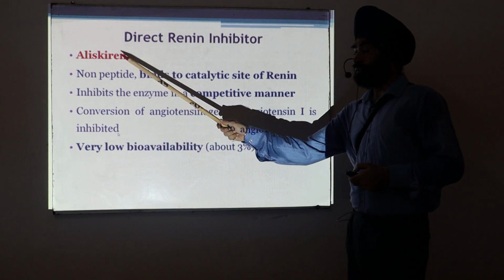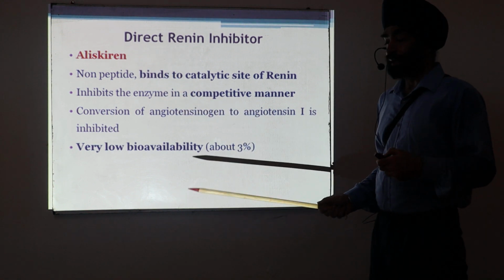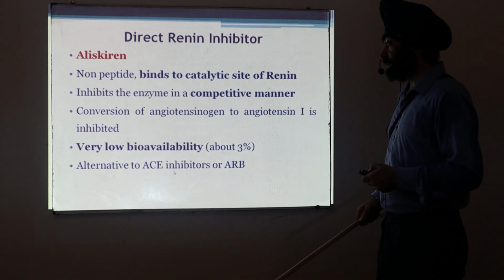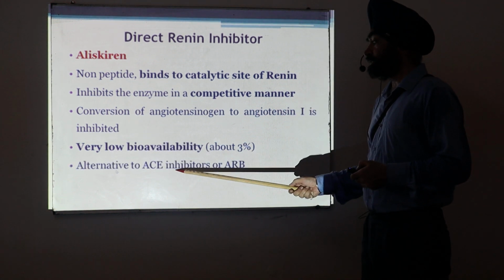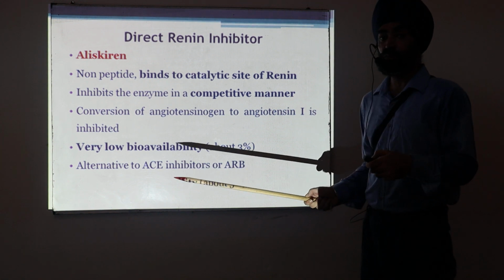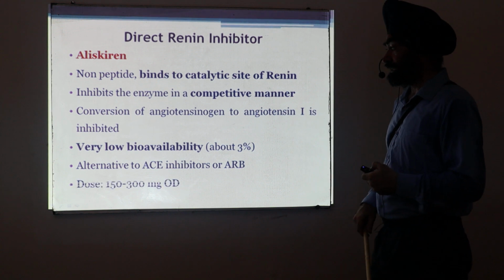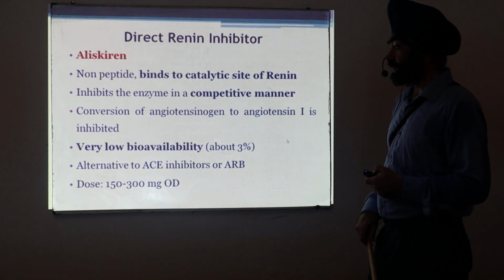Now the important point of aliskiren is related to pharmacokinetics. It has a very low bioavailability, just 3%. So it is an alternative to ACE inhibitors or ARBs. That means if you cannot give ACE inhibitors or ARBs, then you can give aliskiren. The dose is about 150 to 300 mg per day.